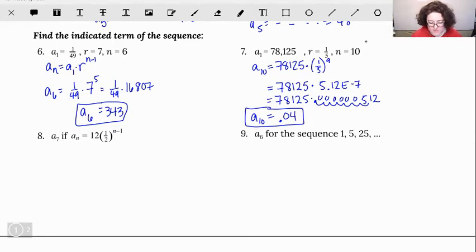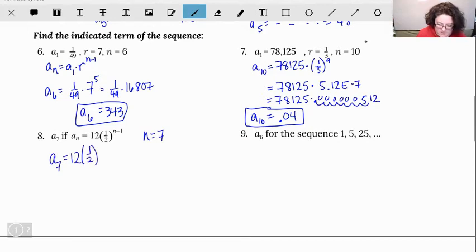Alrighty, number 8 and number 9, again, they're just tweaking the info, but it's the same kind of application. So we're going to find a sub 7 if a sub n is 12 times 1/2 raised to the n minus 1. So what's our n value going to be? Well, if a sub 7, that means we're looking for the 7th term. So n equals 7. And since they gave us the formula, we just have to plug in. So a sub 7 equals 12 times 1/2 raised to the 7 minus 1, or 6.